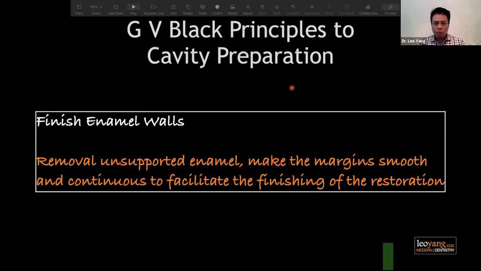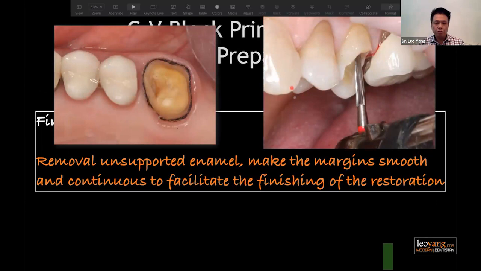The next thing after that would be finishing enamel walls: removal of unsupported enamel and making the margin smooth and continuous to facilitate the finishing of the restoration. As you can see in the picture to the left, the crown prep in this case, the surface is really smooth. Typically, I'll use a carbide burr to run over my preparation to give that smooth surface, so that you're going to have a better bonding surface.